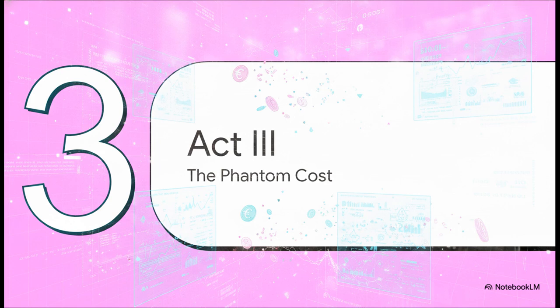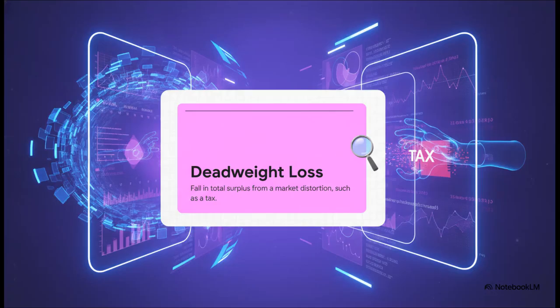Act 3. The phantom cost. We've reached a pretty crazy twist in our simulation. The numbers actually don't perfectly balance out. A piece of our economy has just vanished. The total energy lost by the buyers and sellers is actually greater than the revenue the government gains. This evaporated, phantom energy is called deadweight loss.